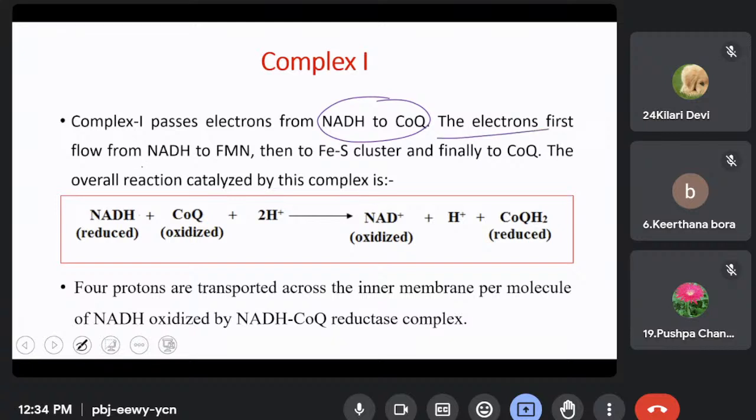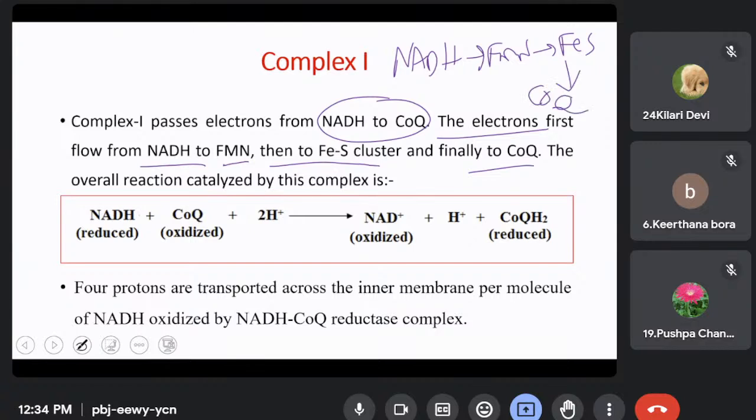So the electrons first flow from NADH to FMN, we have discussed it already, then to the iron sulfur cluster, and finally to coenzyme Q. So from NADH to FMN to iron sulfur cluster, finally it reaches coenzyme Q. This sequence we have to remember. So the overall reaction is NADH plus coenzyme Q, and the 2 hydrogen ions that are removed from here are transferred to coenzyme Q so that it becomes reduced.